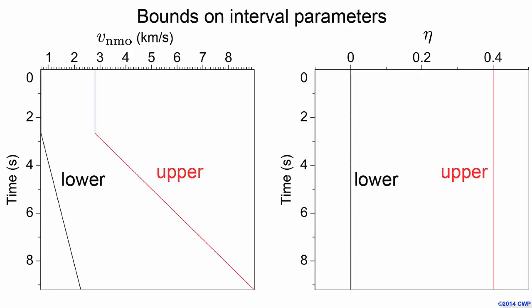So the bounds on the interval parameters are pretty generous. The lower bound and the upper bound on interval VNMOs, and notice this is a lowercase v to indicate interval VNMO, are quite large, and same with the interval etas. They're basically in the range of possible realistic interval etas. Of course, they can go beyond this, but these bounds would be just fine for many geologic models.